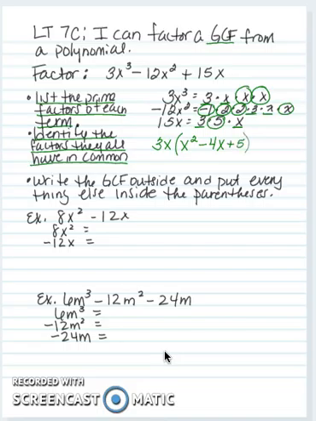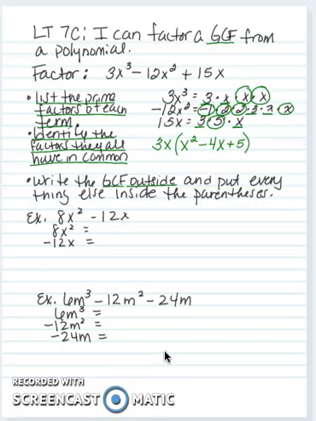I close the parentheses. I remember that the GCF is my 3x. That is what they all had in common, and that goes outside the parentheses. Everything else goes inside the parentheses. So let's look at the next example.